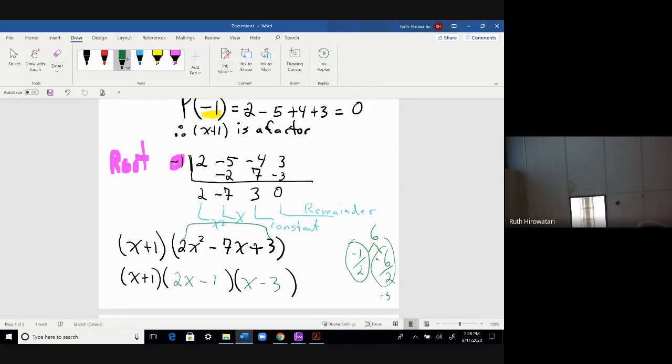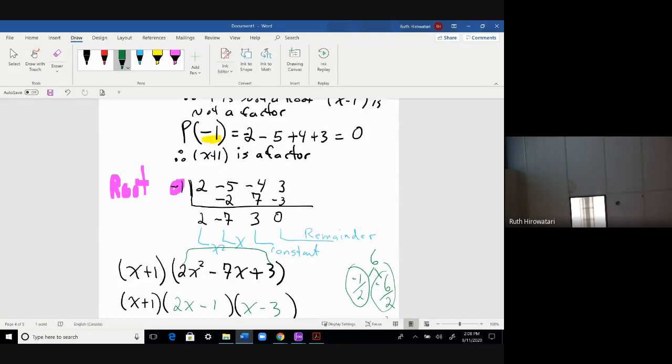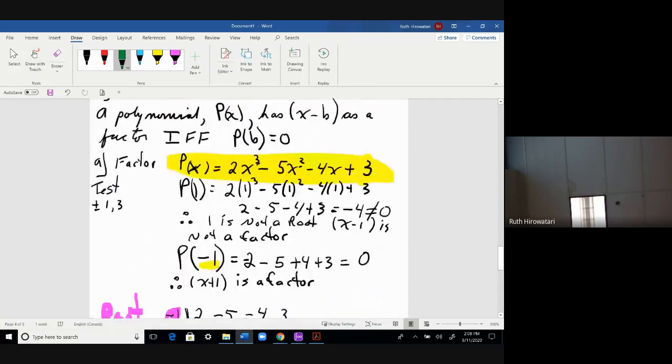You can double check and see that that would give you 2x squared, subtract 6x, subtract another x. We've got our middle term, negative, giving us the positive. Okay, but the point of this one was your factor theorem.